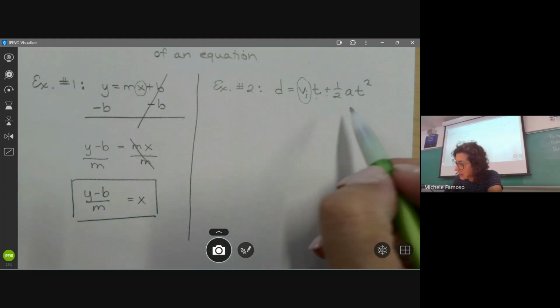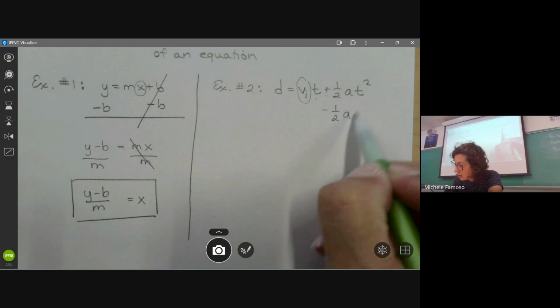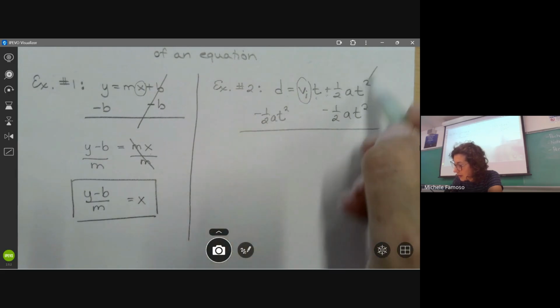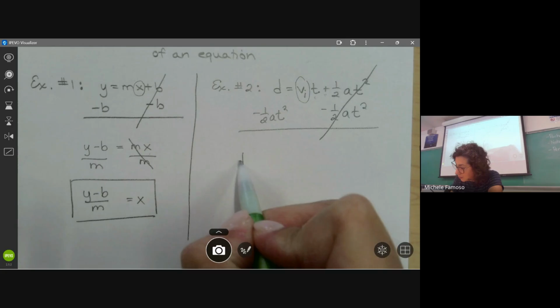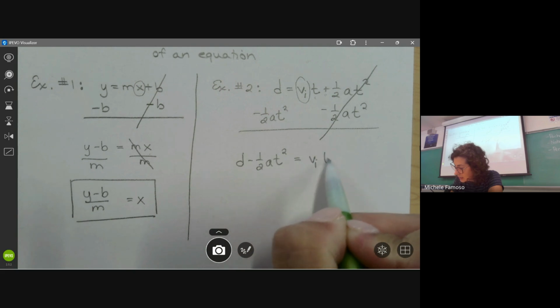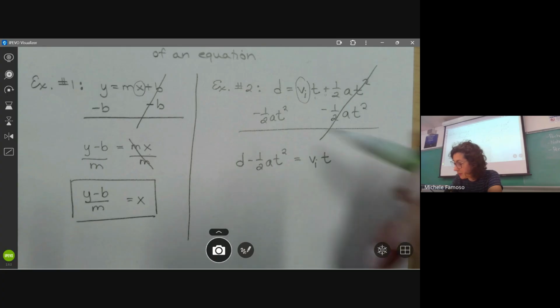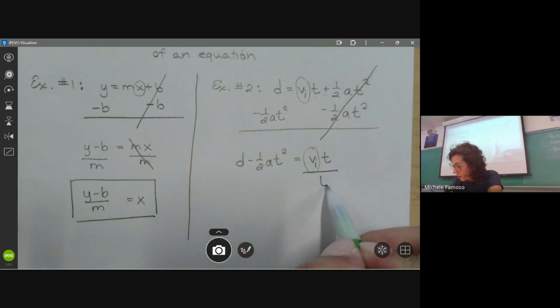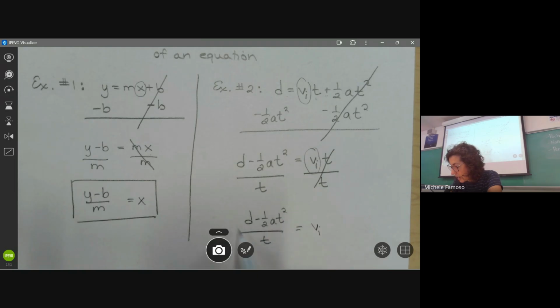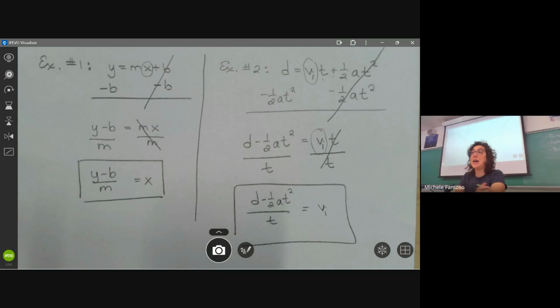So the first thing I have to do is undo the addition here of the entire term 1/2 a t squared. Get rid of that. So now I end up with d minus 1/2 a t squared is v_i t. Now, how do I get the v_i by itself right here? We just divide both sides by t. We undo that multiplication. So we're left with v_i is equal to d minus 1/2 a t squared over t. Now, in physics, you can leave that alone. In math class, your teacher might have said, simplify it.